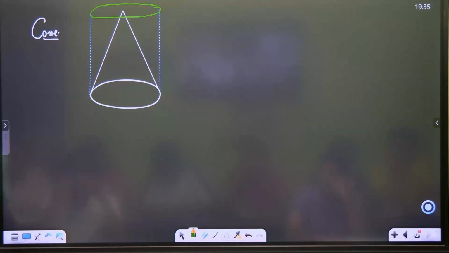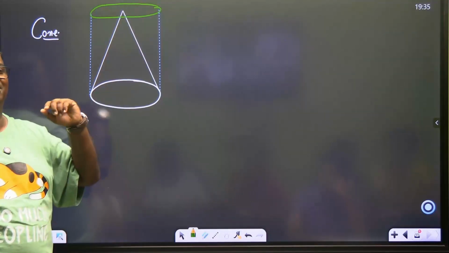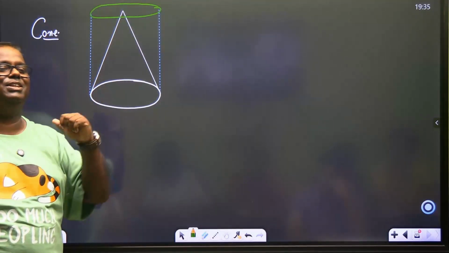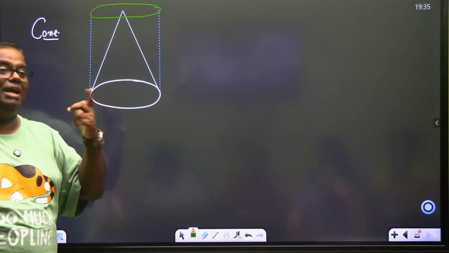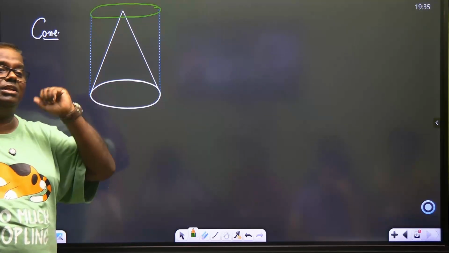You have cut it out. One part, two part, one part. Therefore, a cone is 1/3 of a cylinder. What is the cylinder? Pi r square h. So the cone is 1/3 pi r square h.